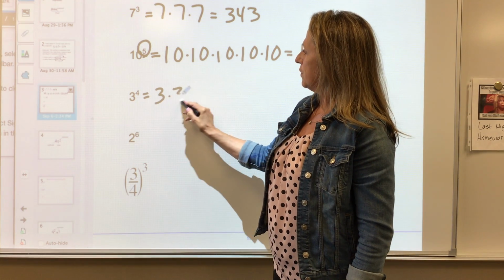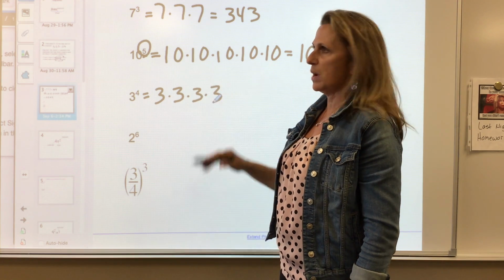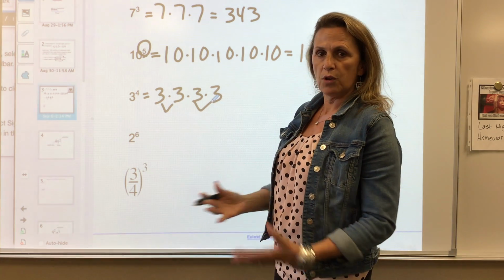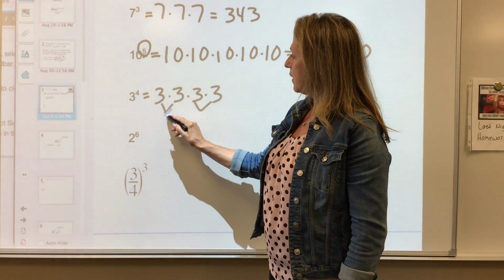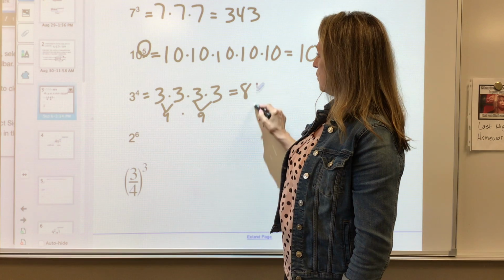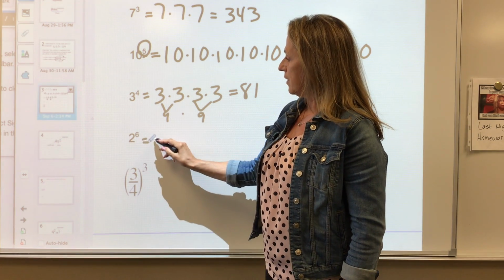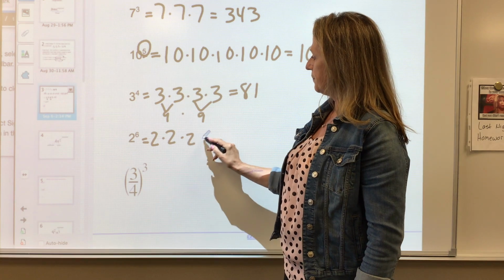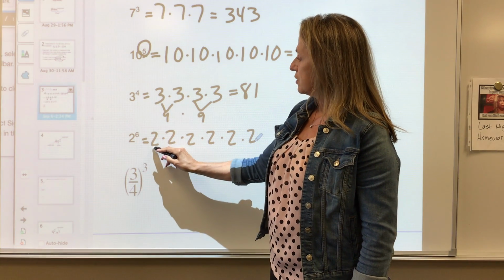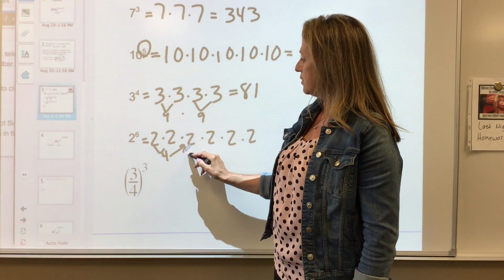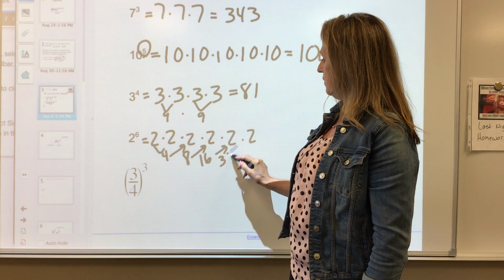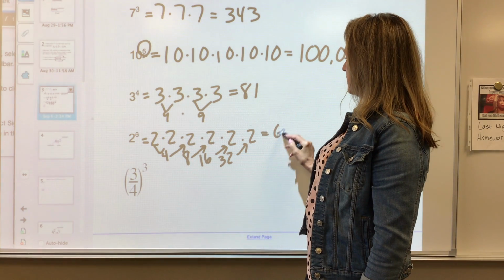Let's do this 3 to the 4th. I'm just showing you some strategies if you don't have a calculator. I can group these together because they're all the same number and it's all multiplication. So I can do 3 times 3 is 9, 3 times 3 is 9, 9 times 9 is 81. So I'm just kind of grouping them together. Here I have 6 2's, and I'm just going to go straight down the line and multiply them. So 2 times 2 is 4, 4 times 2 is 8, 8 times 2 is 16, 16 times 2 is 32, and 32 times 2 is 64.